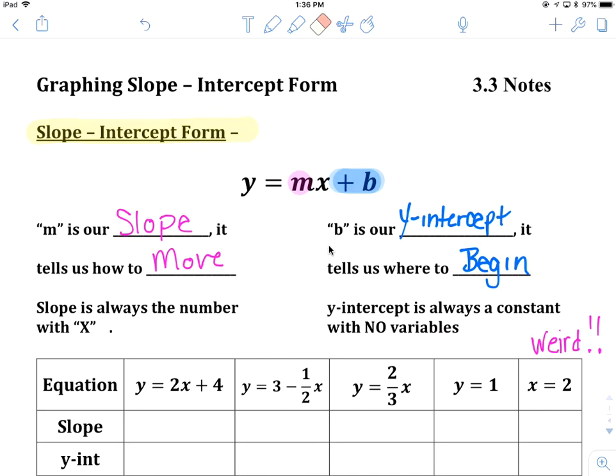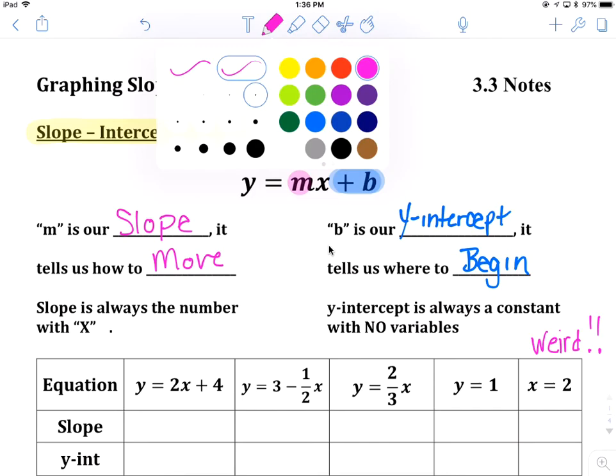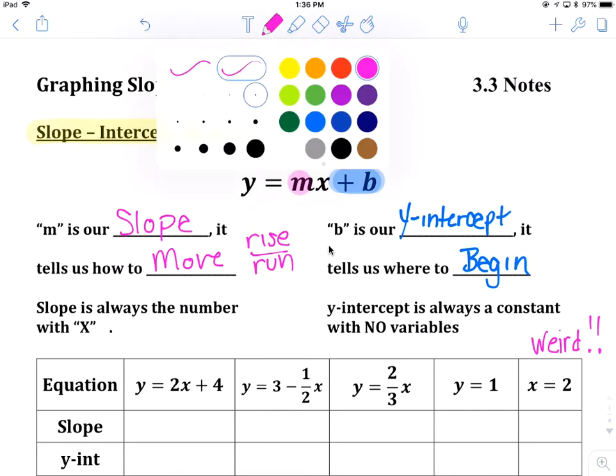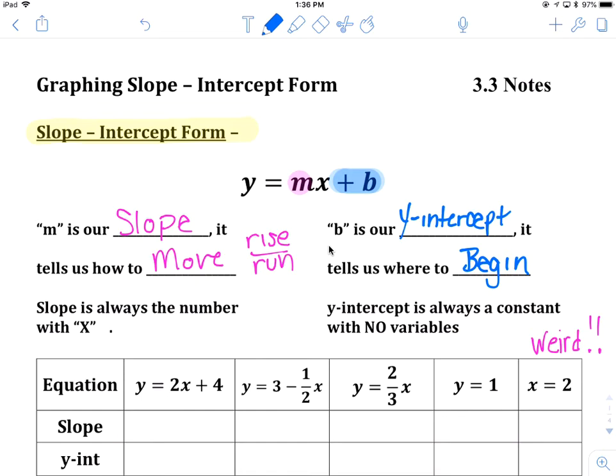So our m is our slope. That tells us how the graph is going to move. When we describe it, remember that that's a fraction. It's our rise and our run. We're going to need to make it a fraction. For the y-intercept, make sure that you know that that is where we're going to begin our first point on the y-axis.